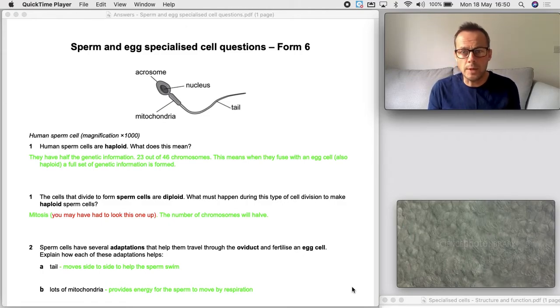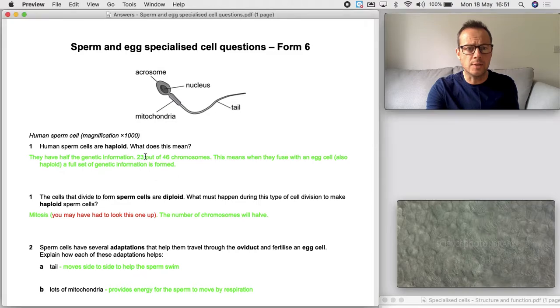Now, going through the work that you did on Monday, looking at the sperm and egg specialised cells. This is the sheet that I wanted everyone to do. The extension work I'll have a look at when I collect it all in, but we'll go through this because this is the real core information. So the first thing is looking at sperm cells.